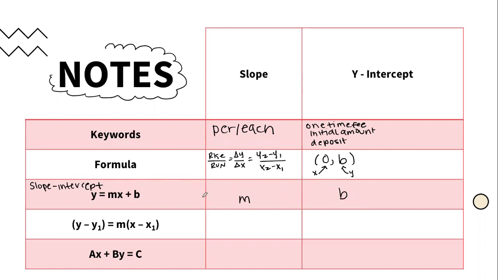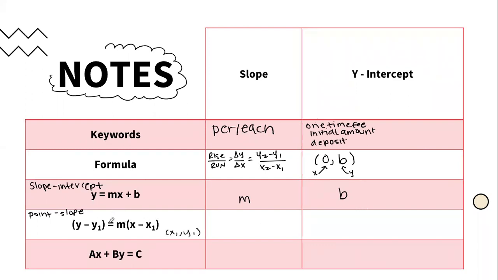Our goal really is to put both of these equations in slope-intercept form as well. So that's really the big goal, so that you have your slope and y-intercept. So this second one, y minus y1 equals m times x minus x1. This is point slope formula. Point slope formula gives us our slope, but it also gives us a point, the x1 and y1.